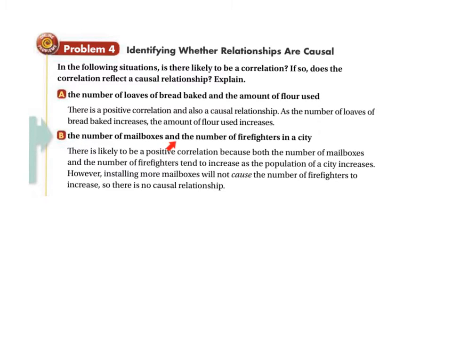B, the number of mailboxes and the number of firefighters in a city. Is there likely to be a positive correlation? Yes, because both mailboxes and number of firefighters tend to increase as population increases. In other words, more people means more mailboxes. More people means more houses, which means you need more firefighters. However, installing mailboxes doesn't cause it. There's definitely a correlation, but it doesn't cause it. Oh look, they put up 10 mailboxes, so we had to hire more firefighters. Doesn't mean the mailboxes caused it. The population is probably what caused it.